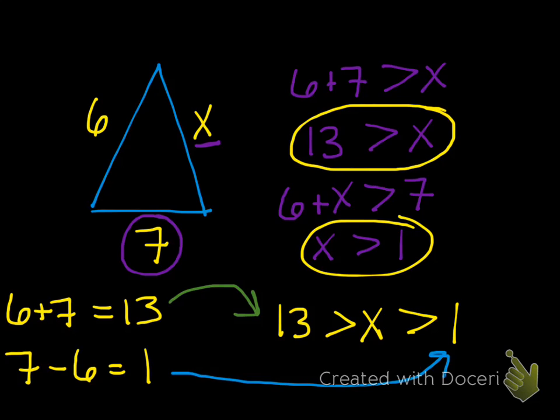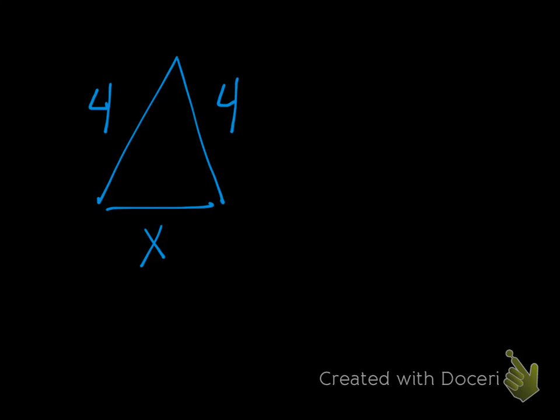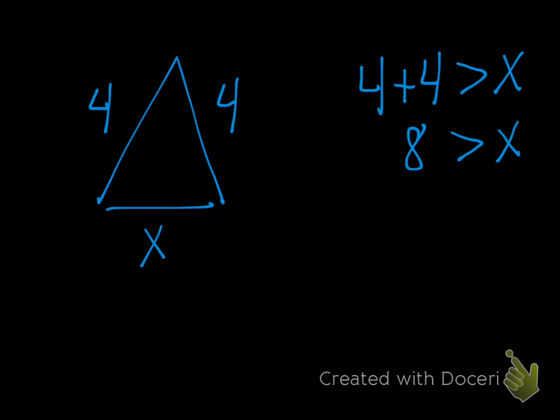Okay, let's do another one to practice. Alright, so triangle, here we go. We've got 4, 4, and x. Alright, so we can assume that x is the largest side, so 4 plus 4 has to be greater than x, so 8 has to be greater than x, x is less than 8, then you're going to subtract them. So 4 minus 4 is 0, has to be greater than x. Oh, hold on, let me do that again.